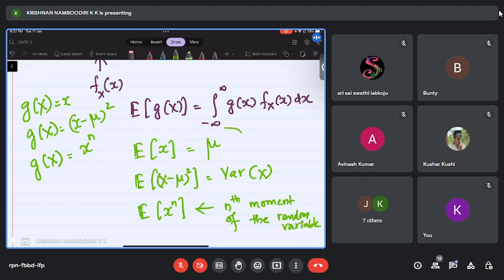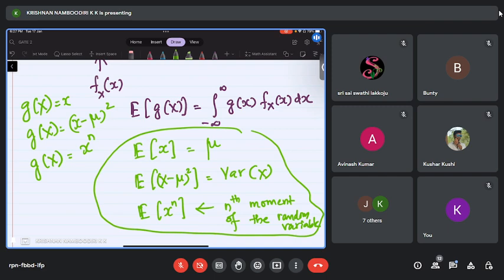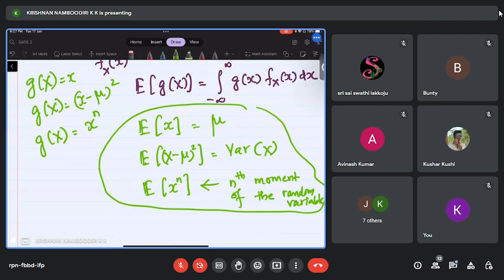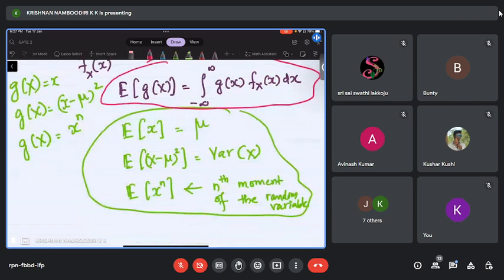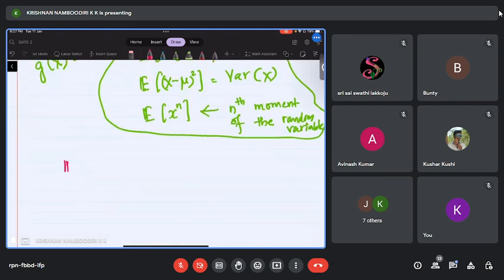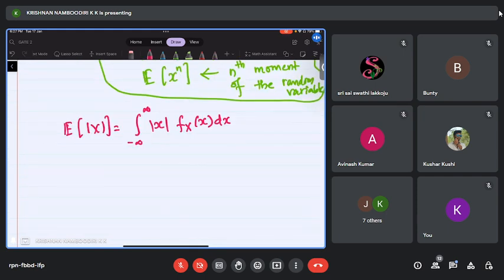Now we have neither of these. We have something completely different: g of x equal to the modulus of x. Now let us find that out. It boils down to finding this integral. It's not very difficult. The expectation of the magnitude of x equals the integral from minus infinity to infinity of modulus of x into f of x dx. So let us quickly do this. Integral from minus infinity to infinity of the magnitude of x into 1 by root 2 pi into e power minus x square by 2 into dx, where mu equals 0 and sigma square is 1.